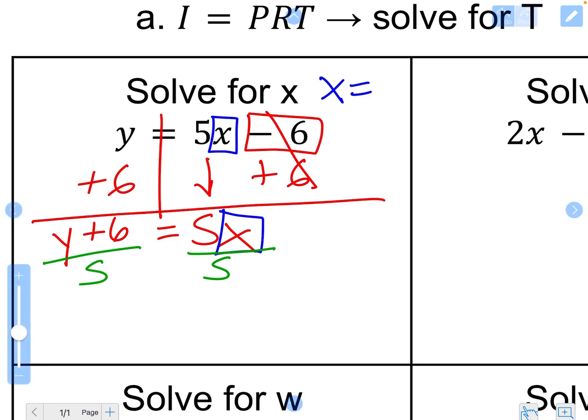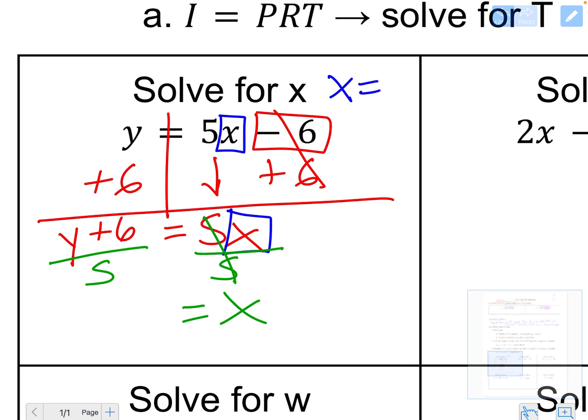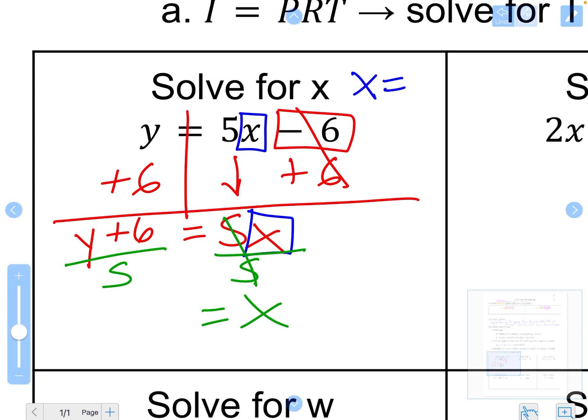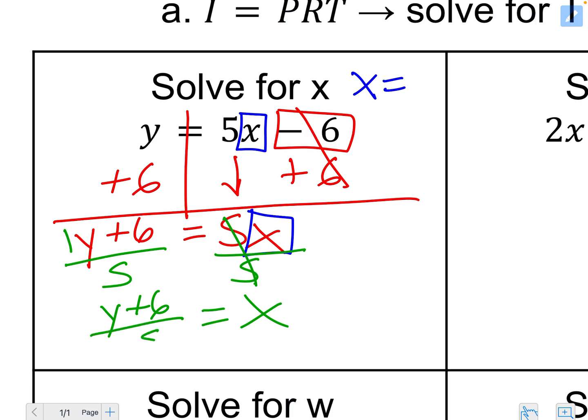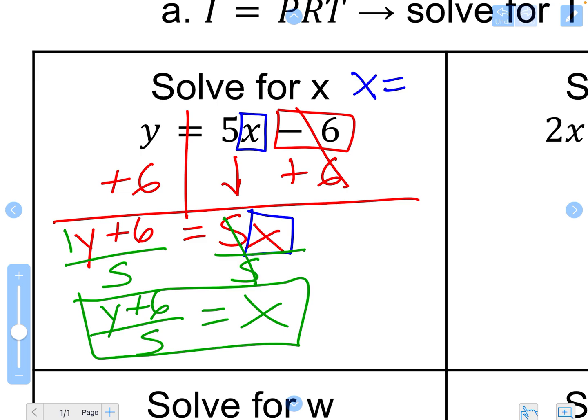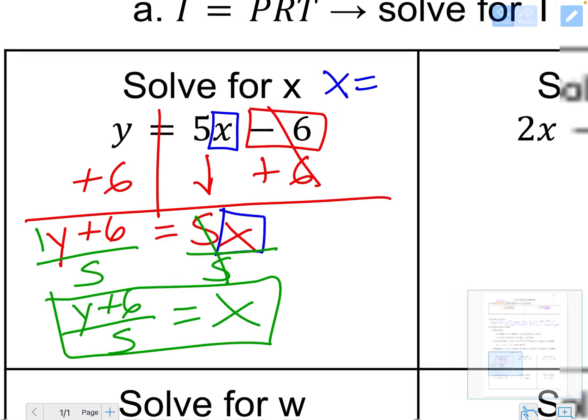So I'm going to divide by my coefficient on both sides. My 5's are going to go away. I'm going to bring down my variable. Now real quickly, let's look at this other side. I've got y plus 6 divided by 5. I know that there's an invisible 1 in front of my y, but I cannot divide 1 by 5, nor can I divide 6 by 5. So we're just going to leave this problem simply as y plus 6 divided by 5 equals x. That is how I solve literal equations.